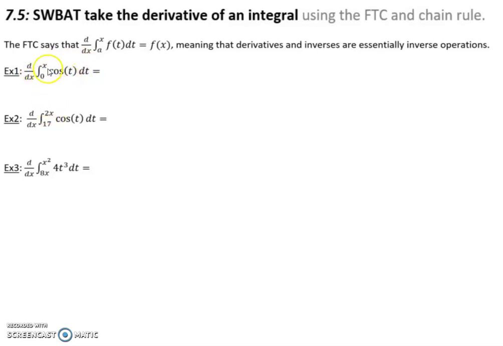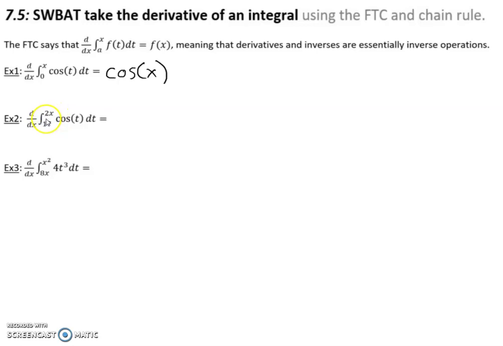However, if your limit is something other than a regular x, then there's this chain rule thing to consider. However, in our first example, it's just x. Derivative and integral cancel out, and this expression just becomes cosine of x. That's it.